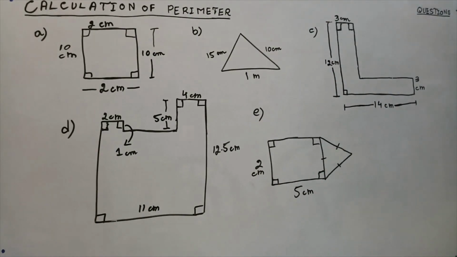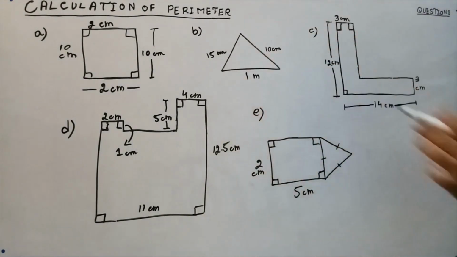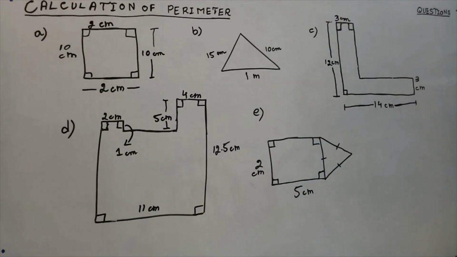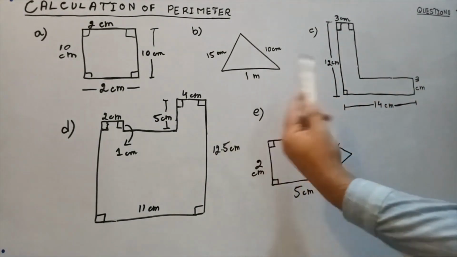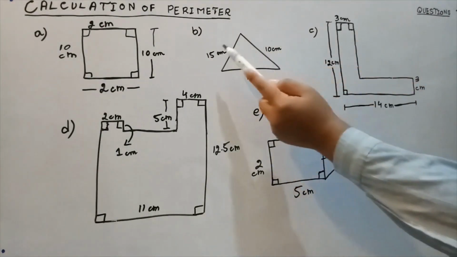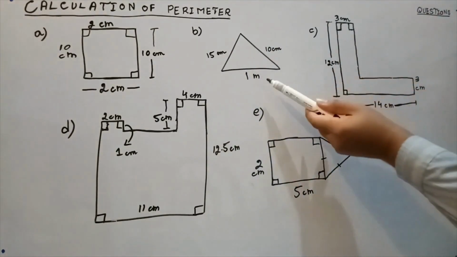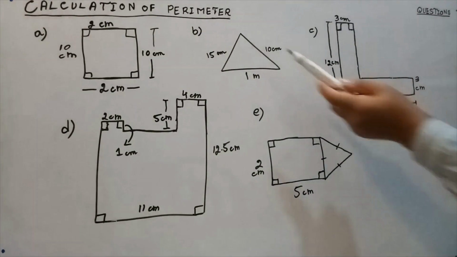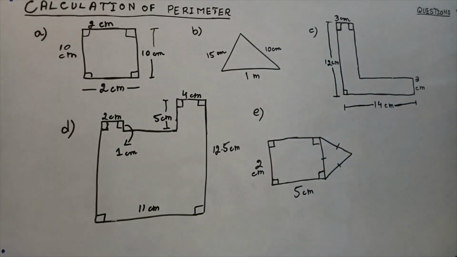Now if we move towards the next part, here we have a triangle. This side is given to us, which is 15 centimeters. This side is given to us, which is 10 centimeters, and this side is given as 1 meter. You can see here we have both lengths in centimeters, but here we have the length in meters.